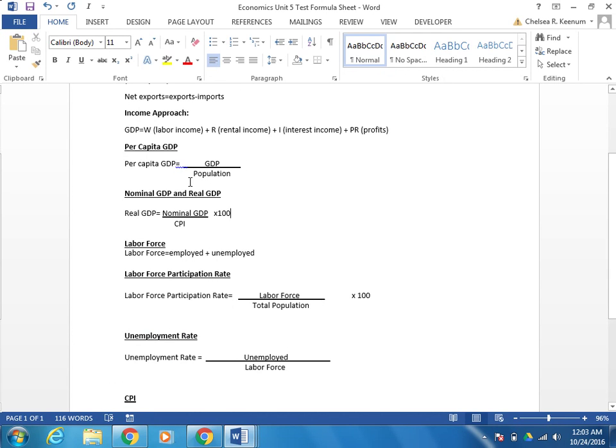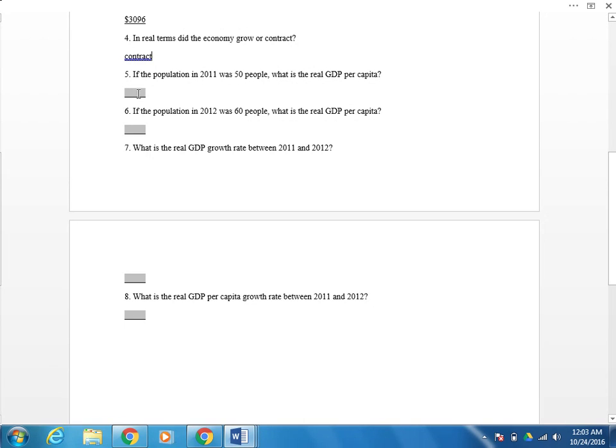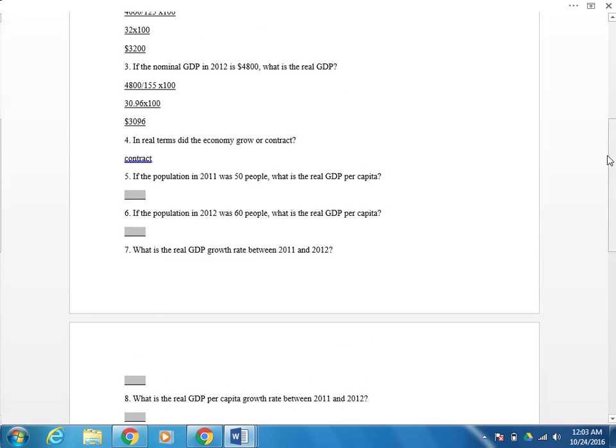Okay, if the population in 2011 was 50 people, what is the real GDP per capita? To find that out, per capita GDP, you would do the real GDP divided by the population. So this one is pretty simple. The real GDP, we go back to number 2, we saw is 3,200 divided by 50. That's going to be $64. Okay, 2012 real GDP was 3,096 divided by 60 equals about 51.6.